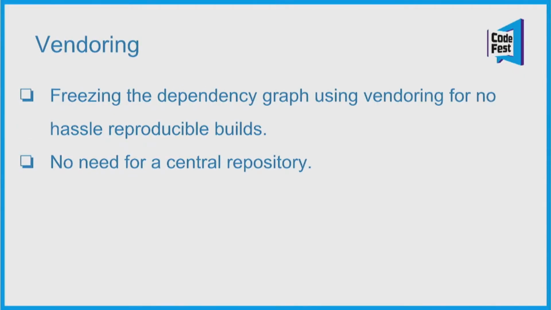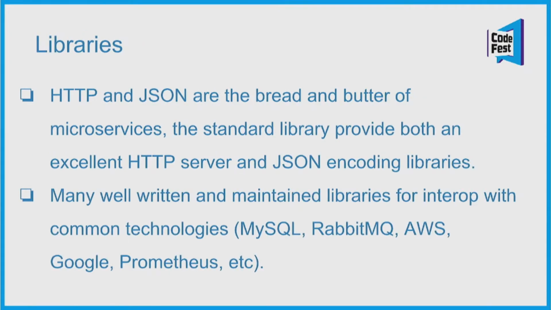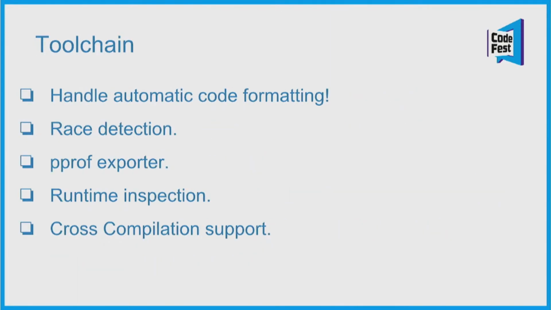Vendoring, freezing is bad, but it's also good. Why is it bad? Because of course you then need to update each single service, each single dependency, but then you have perfectly reproducible builds. And there is no need for a central repository. Libraries, everything is there. You name something, there is MySQL, Cassandra, Kafka, and so on.